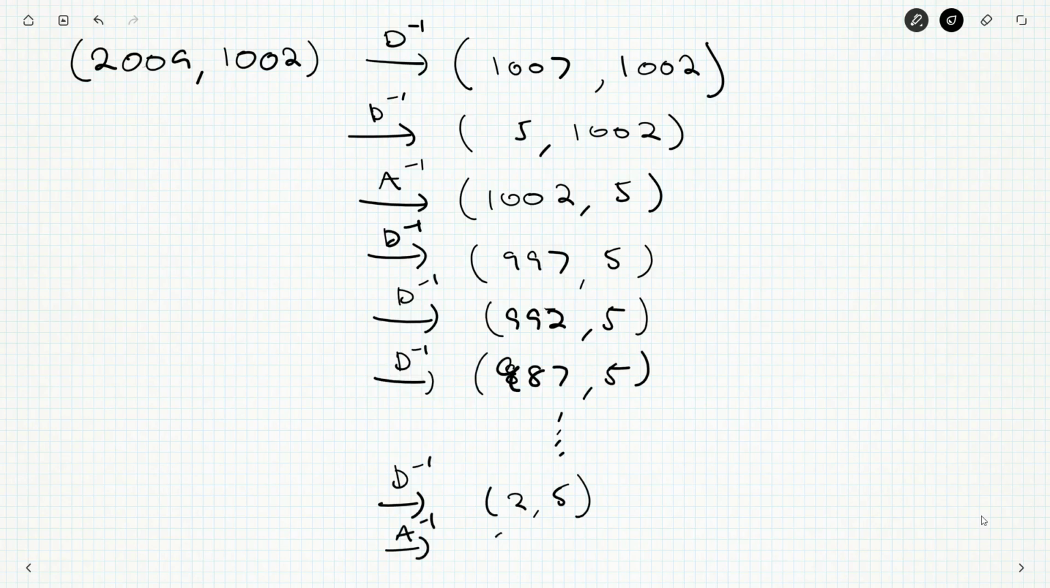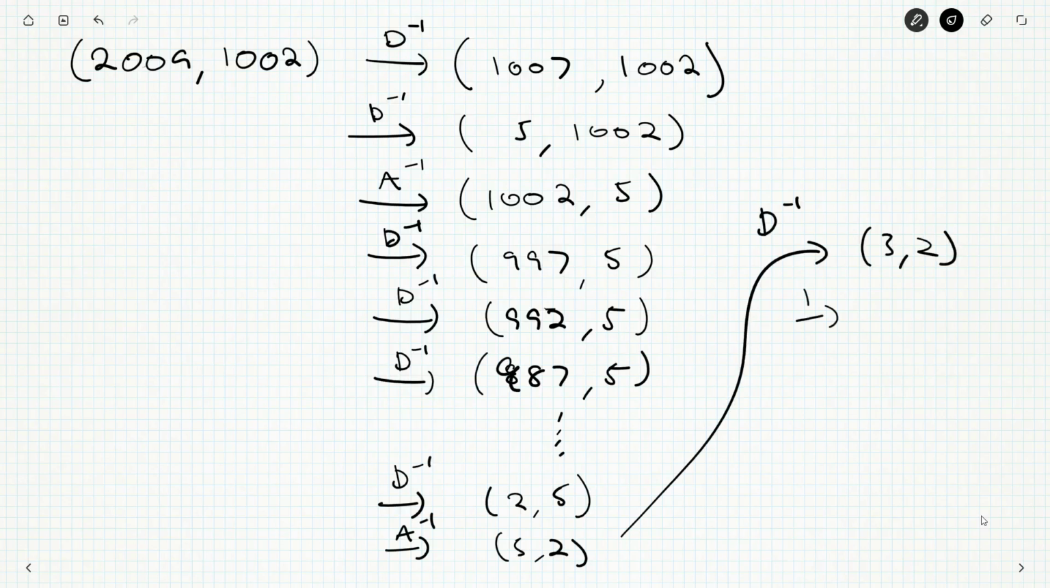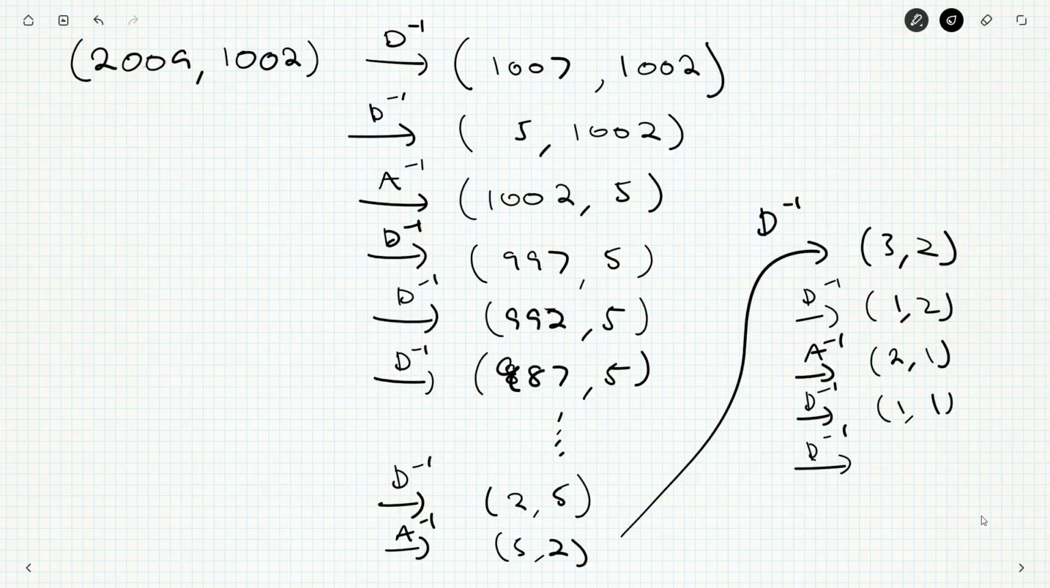I'll swap, get 5 and a 2, and then D again, 3 and 2, D again, 1 and 2, swap, 2 and 1, D again, 1 and 1, D again, 0 and 1.